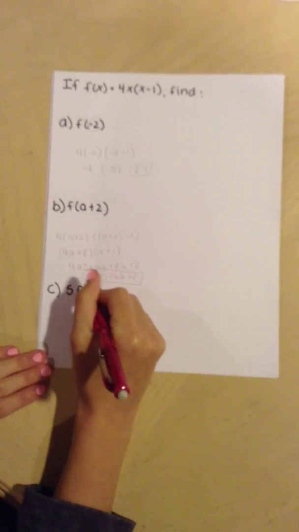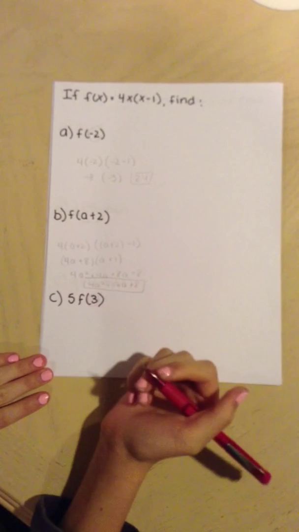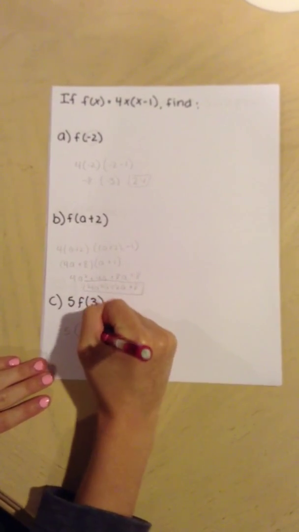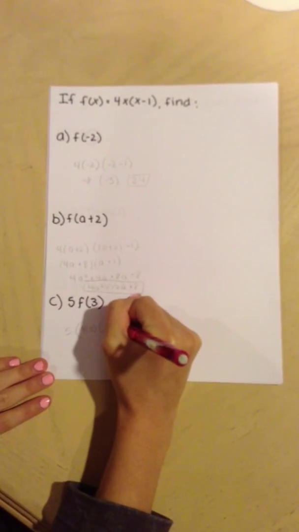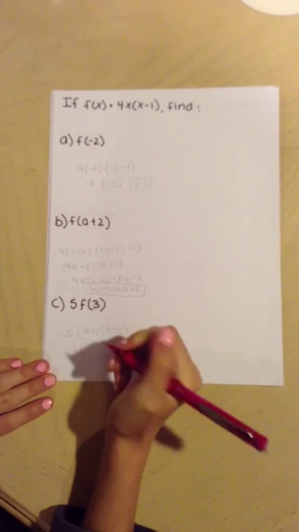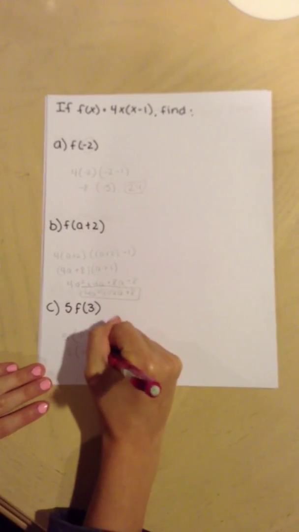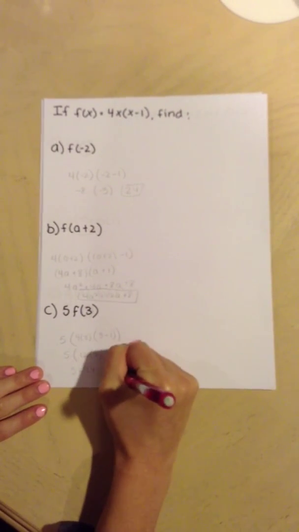Now for this one, you're going to plug in 3 for x and then multiply that all by 5. So 5 times 4 times 3 times 3 minus 1. It's going to be 5 times 12 times 2. So 5 times 24, which is 120.